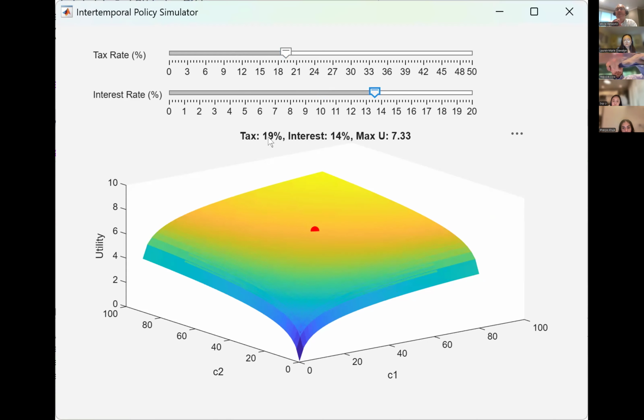Make sense to everyone? I actually realized I had paused the code, so it should be visible now. With a tax rate of 19% and an interest rate of 14, you get a max utility of 7.33 utils, and you consume 41 of X and Y now.